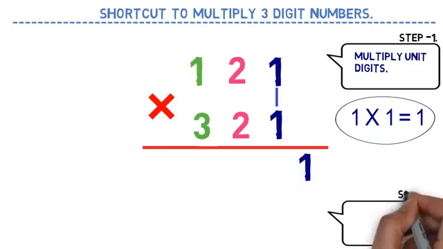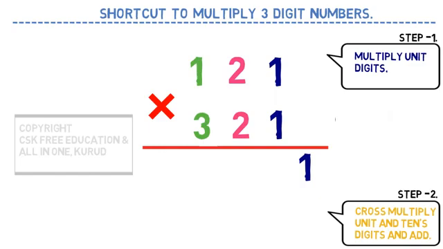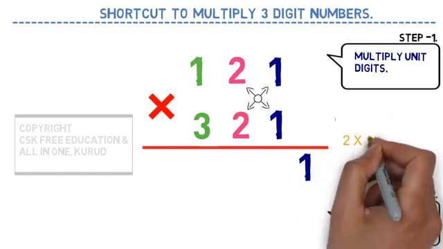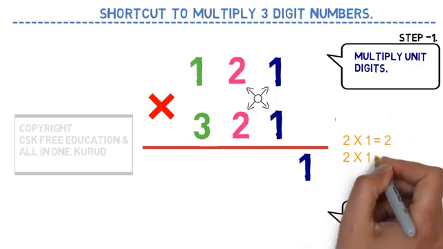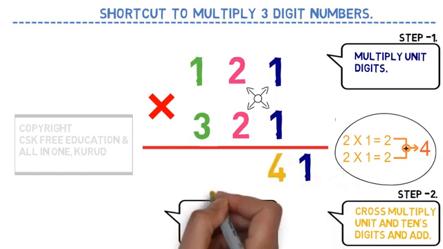In step 2, we'll cross multiply unit digit and tens digit. Here we have 2 and 1. Tens digit we have 2 in both the numbers and 1 at the unit place. So we'll multiply 2 into 1. Once again 2 into 1. We get the result as 4. This is gonna be the tens digit. We'll write down 4.